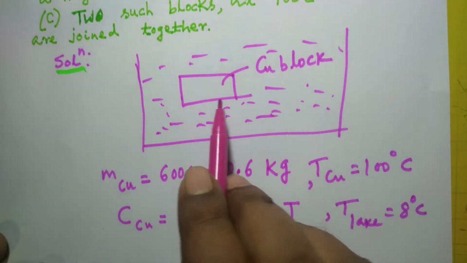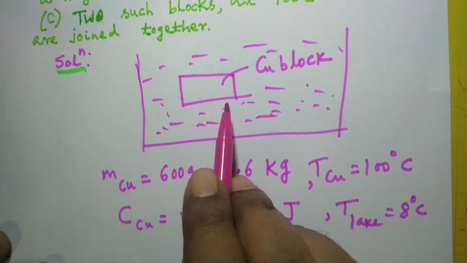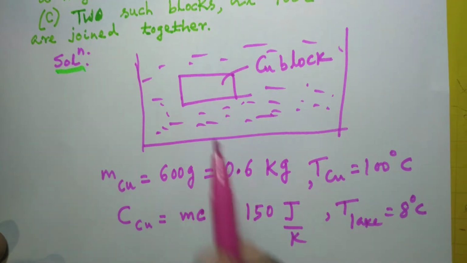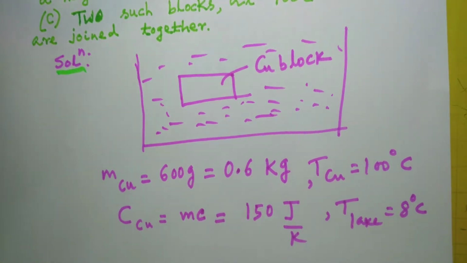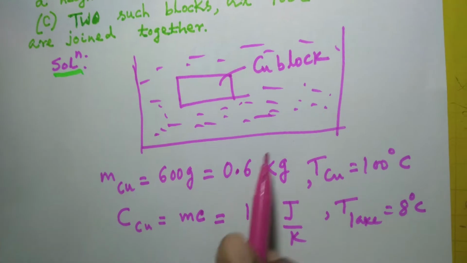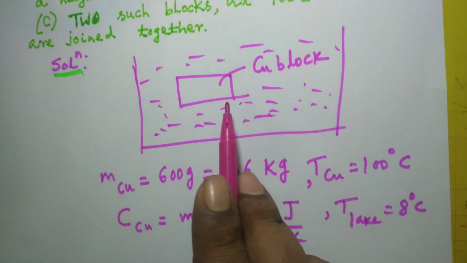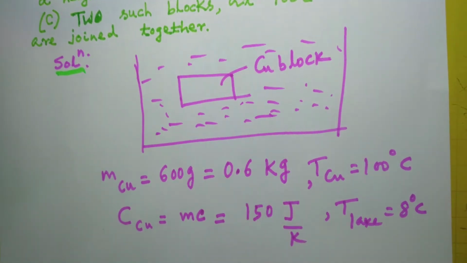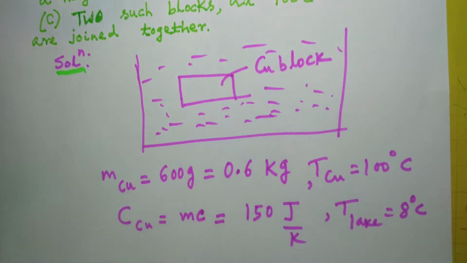So in fact, when copper block is placed in the lake, what would be the final temperature? First of all, we must determine what would be the final equilibrium temperature. In fact, the temperature of copper block is higher than the lake, because the temperature of copper block is 100 degrees Celsius and lake temperature is 8 degrees Celsius.